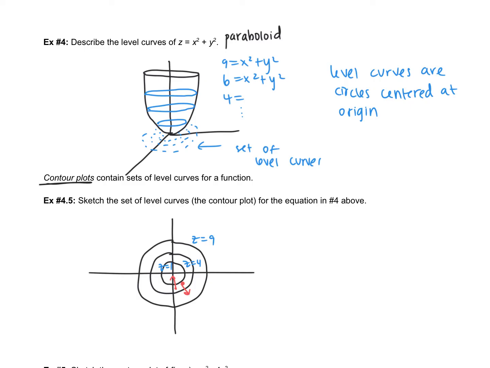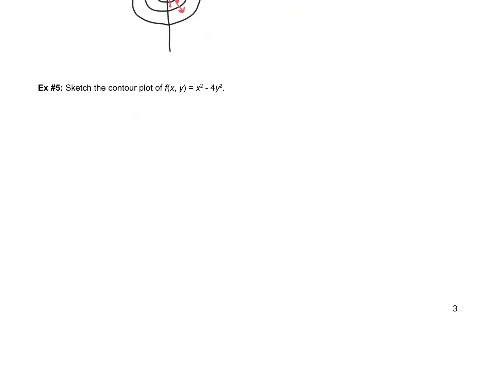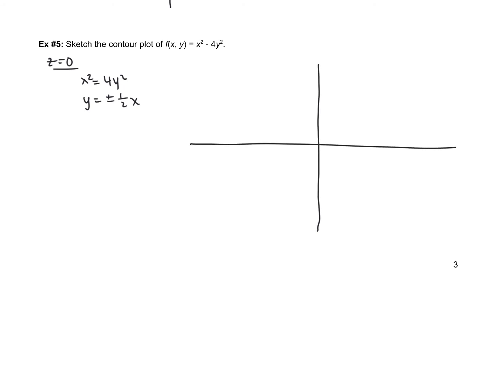That was a pretty simple one with just some circles, so let's look at one that's a little bit more complicated. We are going to sketch the contour plot of f(x,y) equals x squared minus 4y squared. What I would suggest is just pick some convenient values of z. If we choose z equals 0, that's going to give us x squared equals 4y squared. So y is equal to plus or minus 1/2 x. Before I keep going, I'm going to graph that.